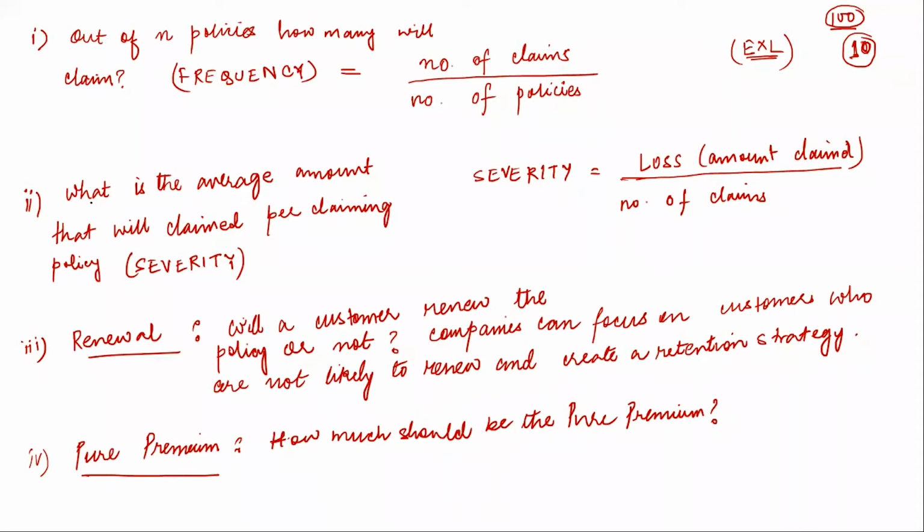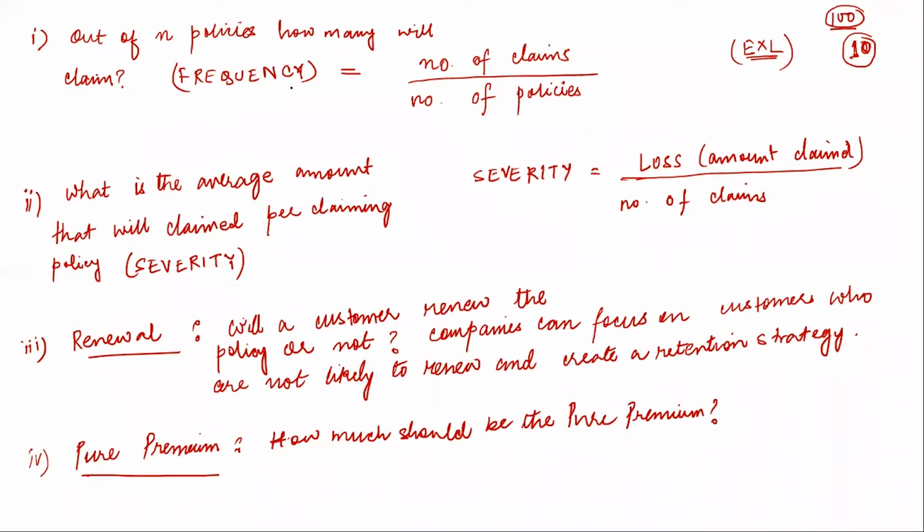Now comes severity. Severity is that whenever there are claims, right, how much money will be claimed? For example, if I do a car insurance and I insure my car for say 3 lakh rupees, right? If I claim total 3 lakh rupees, then I have to show that my car is completely smashed. It's a total loss. Out of 3 lakh, how much money am I going to claim? So what is going to be the extent of my claim? So that is severity.